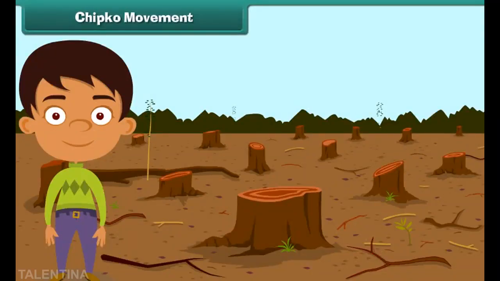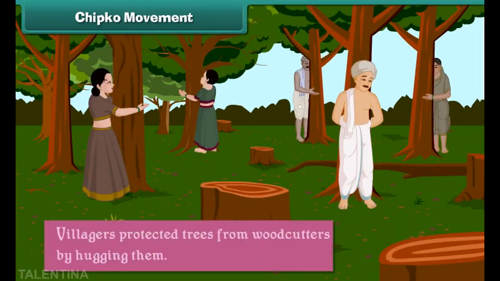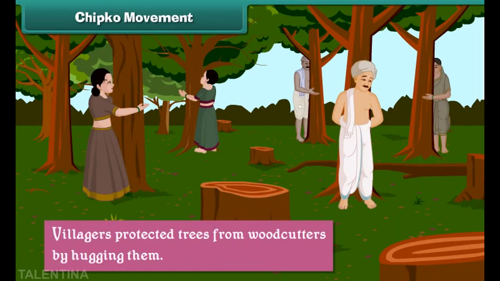Chipko movement. Chipko movement began in Uttarakhand in India in the year 1973 to prevent the cutting of trees. It was called the Chipko movement because during the movement, villagers protected trees from woodcutters by hugging them.